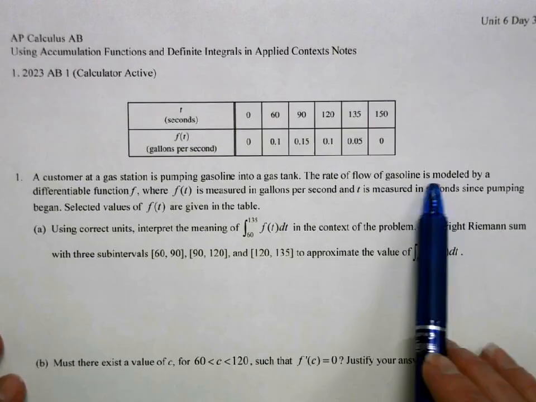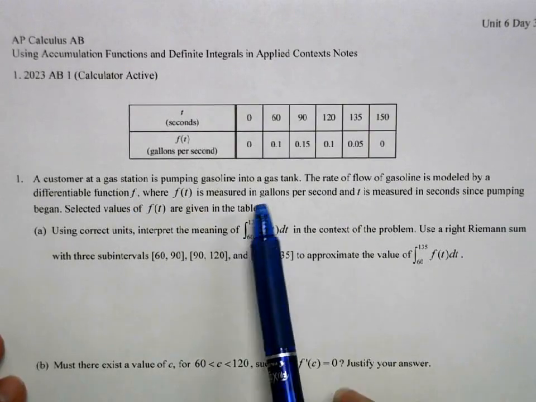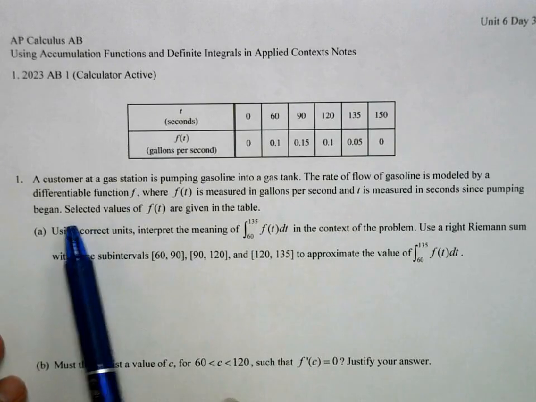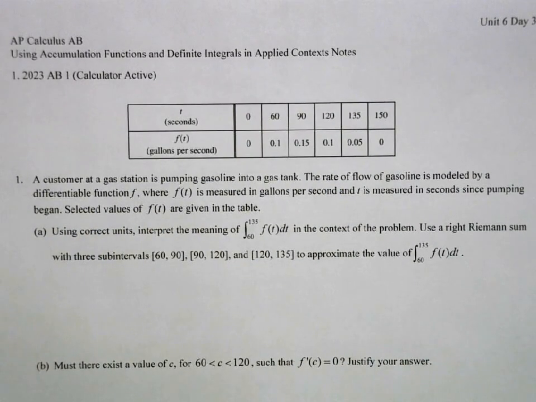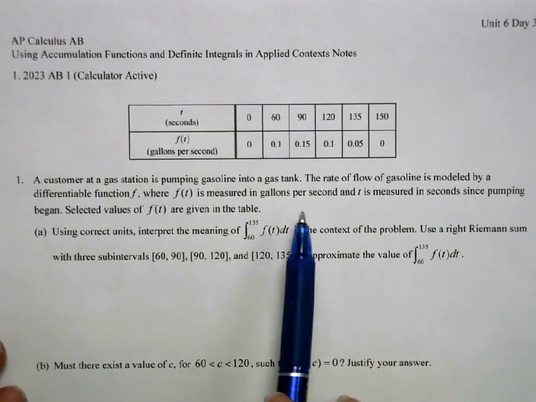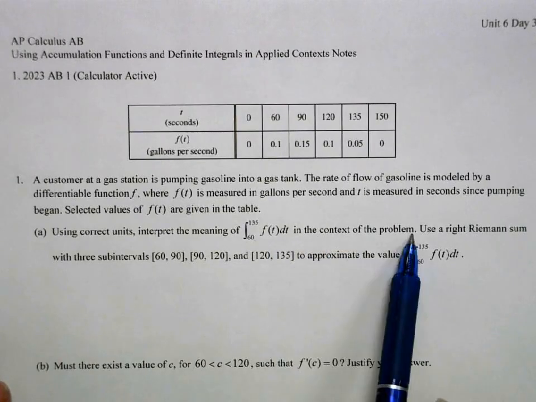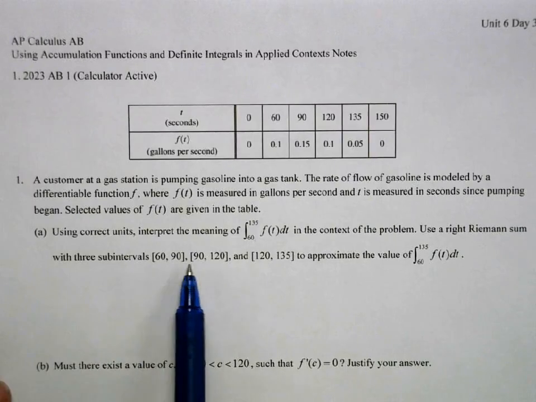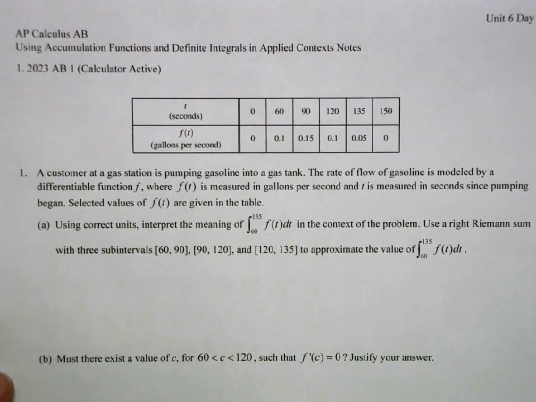The rate of flow of the gasoline is modeled by a differentiable function f, where f is measured in gallons per second and t is measured in seconds since pumping began. Selected values of f of t, our rate, are given in the table above. So part A, using correct units, interpret the meaning of the integral from 60 to 135 in the context of the problem. Then we're going to use a right-Riemann sum with 3 subintervals, and they've given us the intervals, to approximate that integral.